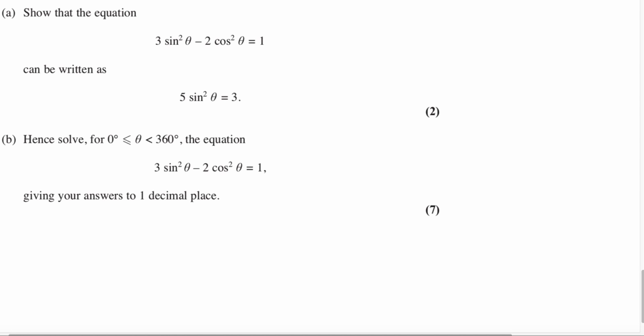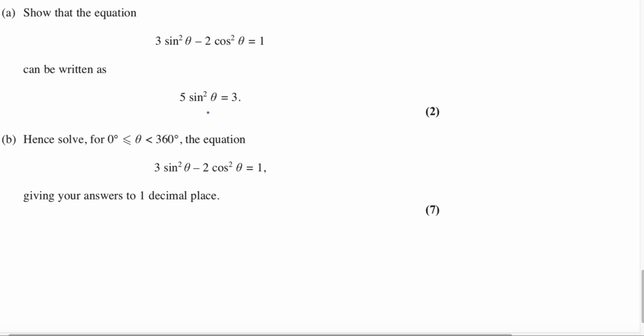Hello. Today we're going to do this exam style question. The first part says, show that 3 sine squared theta take away 2 cos squared theta equals 1 can be written as 5 sine squared theta equals 3. So the first question you might want to ask yourself is, in the answer they're asking us to show, where's the cos squared gone?